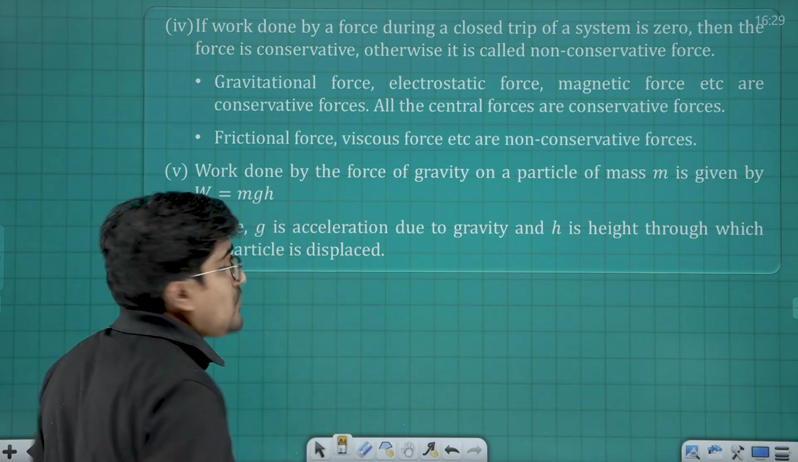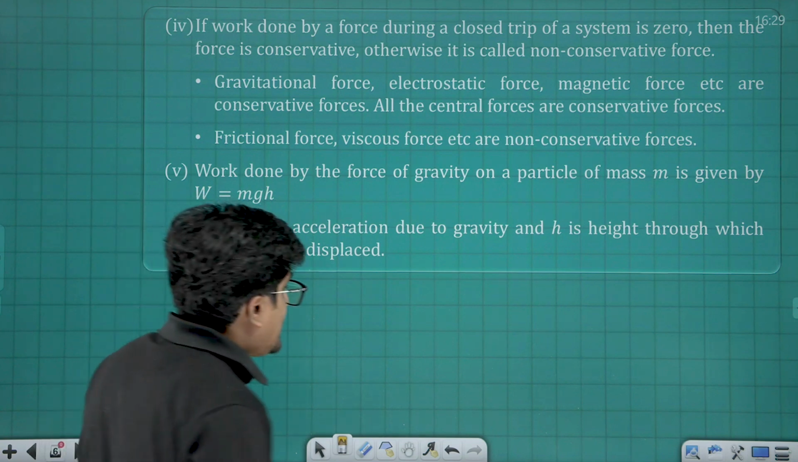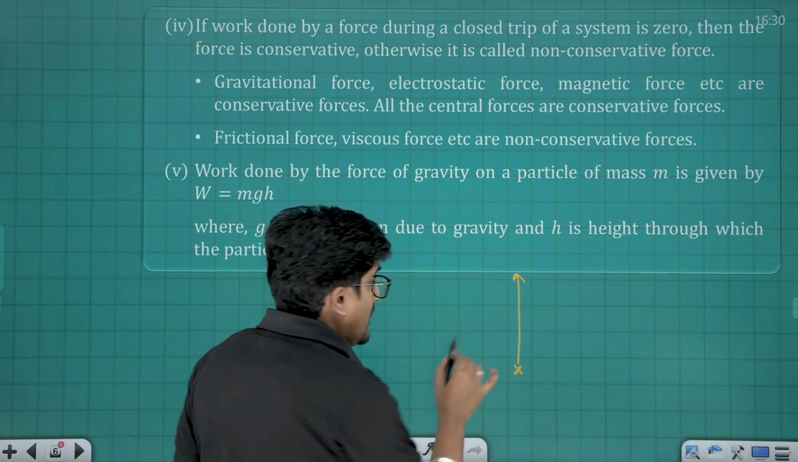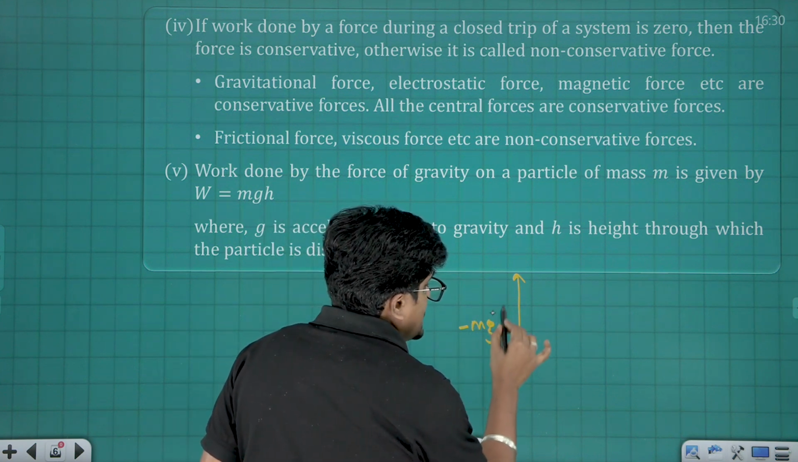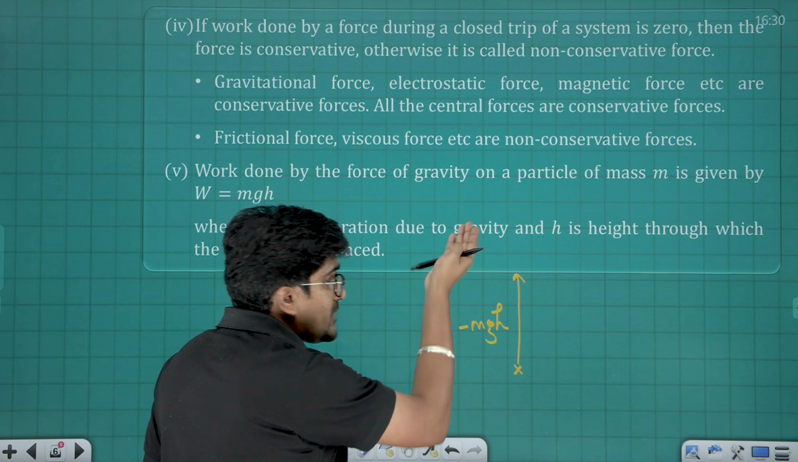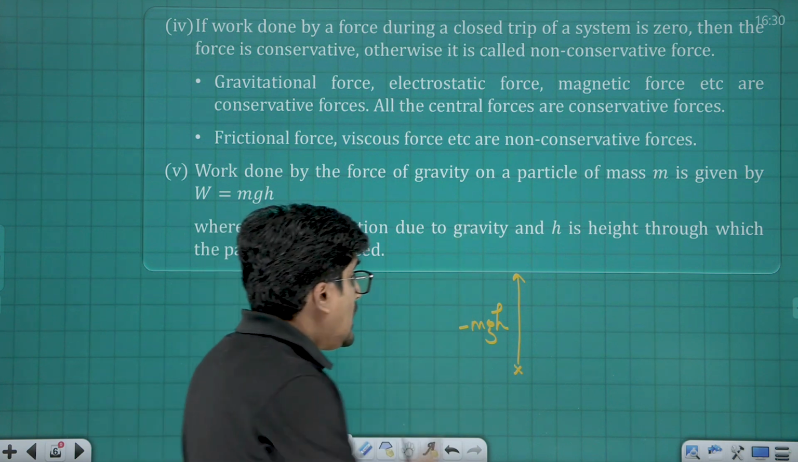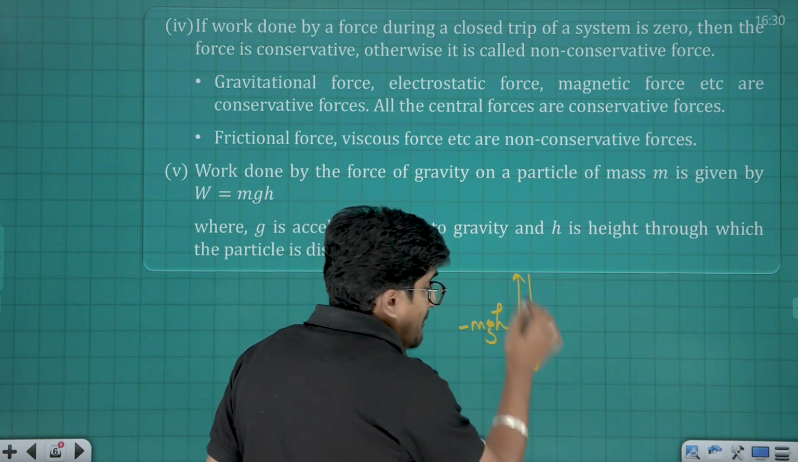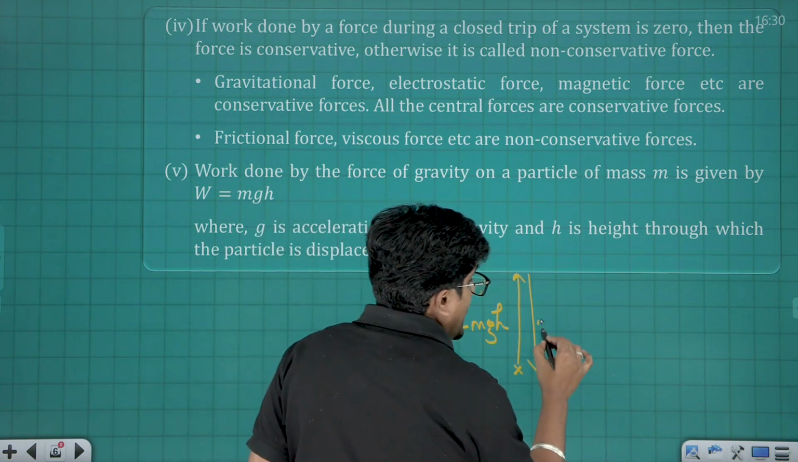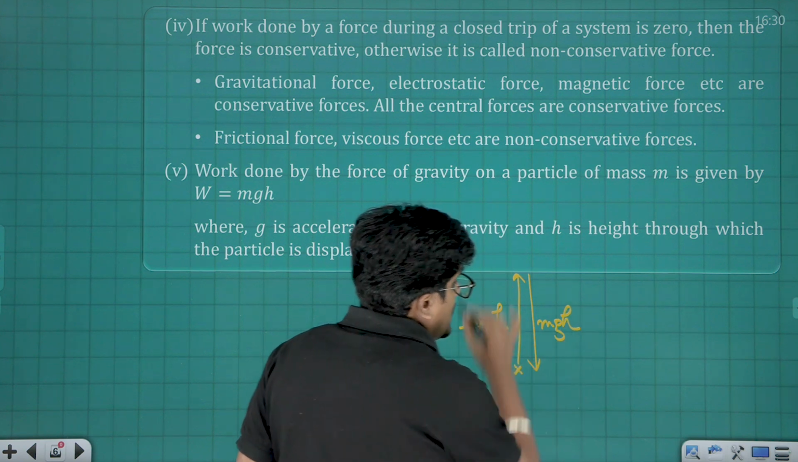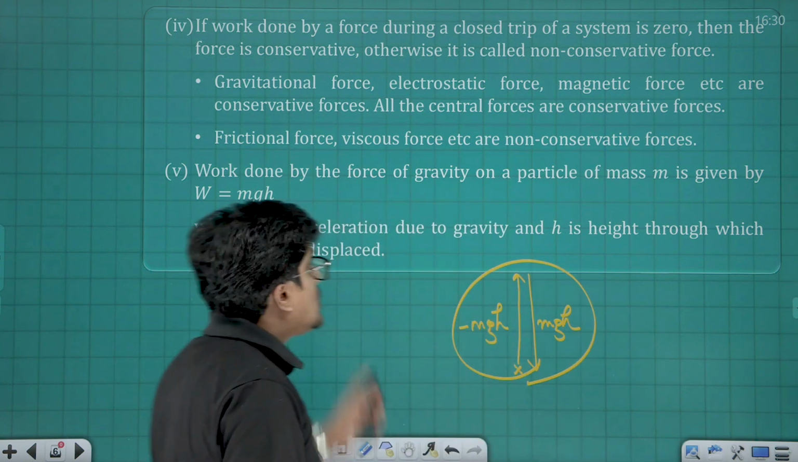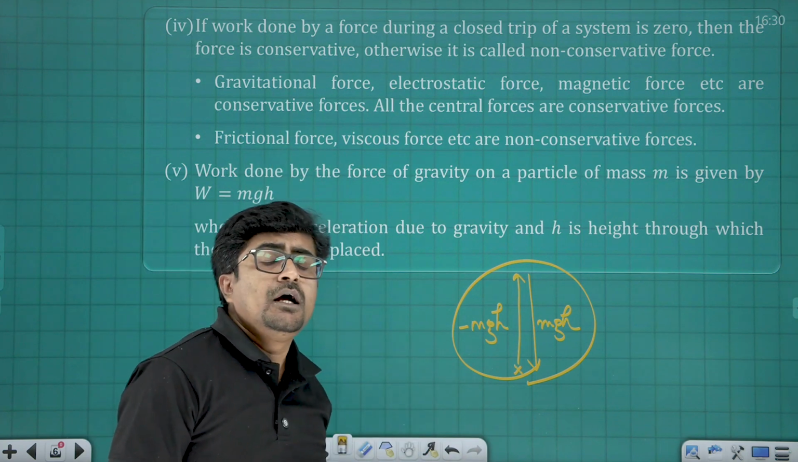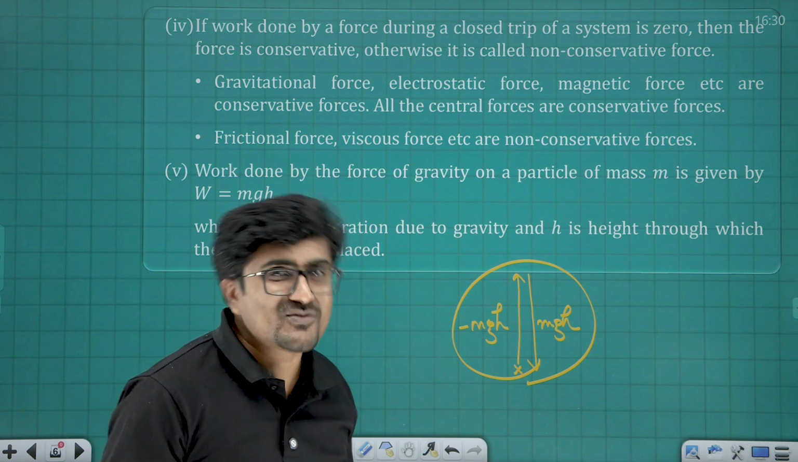Out of that, the first one is gravitational force. That means if I take a body from here to here, in this case the work done by gravitation is minus mgh, because force is acting in the downward direction, displacement in the upward direction, theta is 180 degrees, so the work done is going to be minus mgh. And if I come back, then work done by gravitation is going to be plus mgh. Now the total work done is going to be 0. So one more example is given there, and examples for non-conservative forces are also mentioned. The examples are friction force, viscous force, etc.